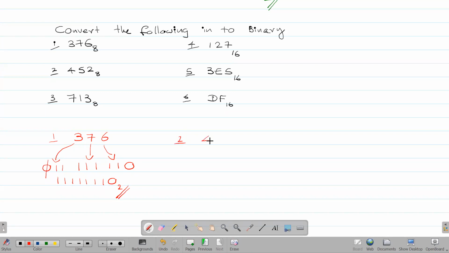Second one, 452. So 2 can be written as 0, 1, 0. 5 can be written as 1, 0, 1. 4 can be written as 1, 0, 0. So this could be the final answer.